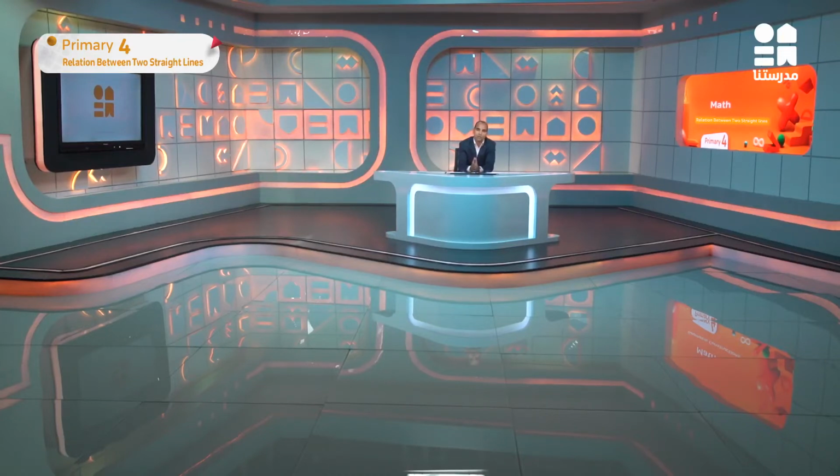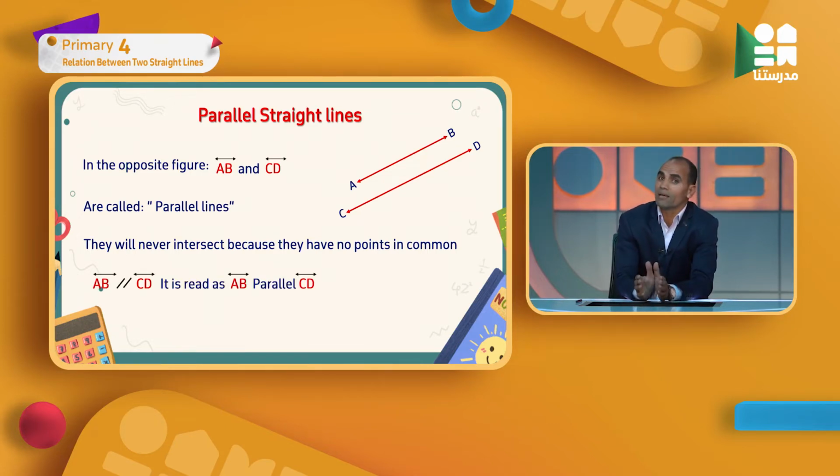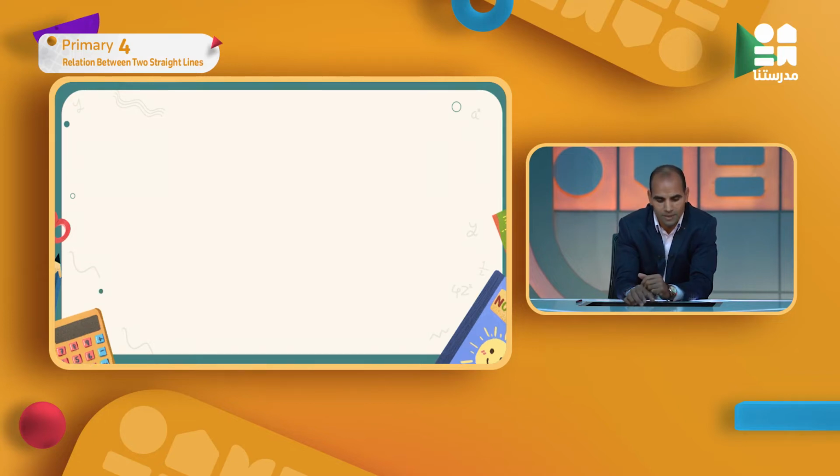So we can call them parallel lines. And they will never intersect because they have no points in common, no common points here. So the straight line AB is parallel to the straight line CD. It is read as: the straight line AB is parallel to the straight line CD.